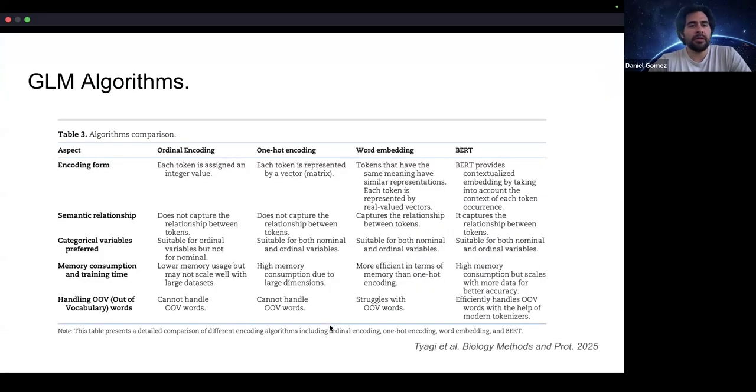Here are examples of different GLM algorithms. In the algorithm comparison, we have ordinal encoding, one-hot encoding, word embedding, and BERT, which I won't go over right now, but you can see them in the table. These are different comparisons of algorithms, and what you would want to do is encode them.